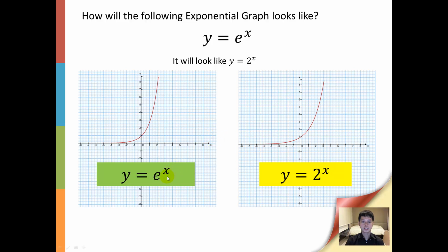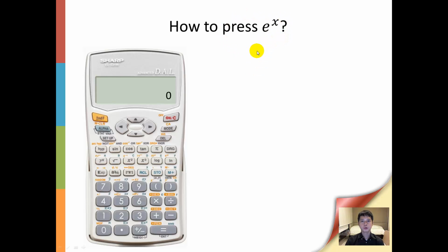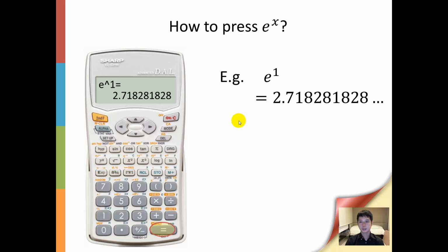Now you may ask, what then is this value of e here? To answer that question, let us first learn how to press e to the power of x, for example, e to the power of 1. To do that, we shall first press the second function followed by this to get e to the power of x. After that, we will press 1 so that we will have e to the power of 1. By pressing equal, we will have the answer: e to the power of 1 equals 2.718281828 and so on. And therefore, this is the value of e, and this is how we press e to the power of x.